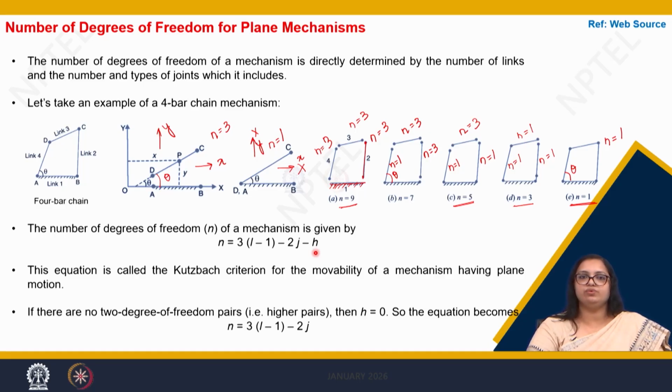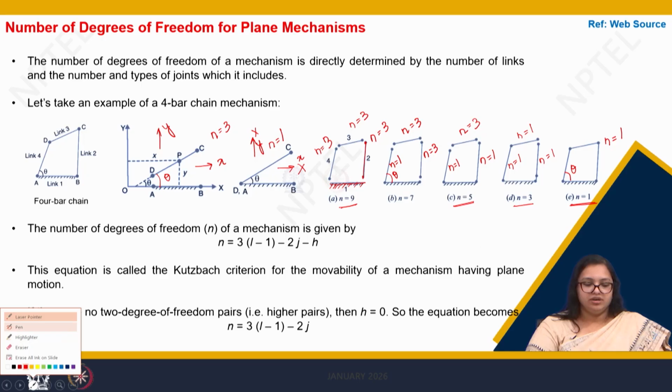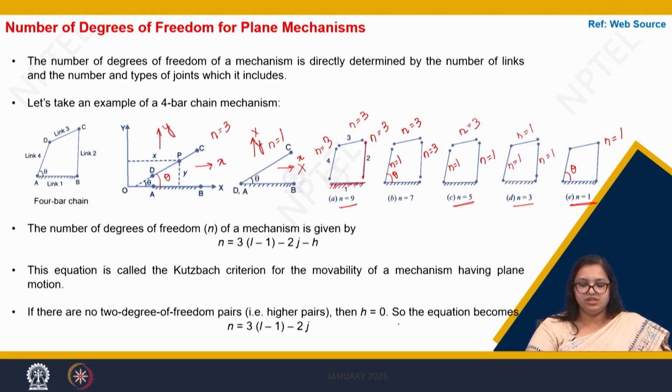This equation we call the Kutzbach criterion for the mobility of the mechanism having plane motion. Now when the higher pair is 0, our equation boils down to n is equal to 3l minus 1 minus 2j.